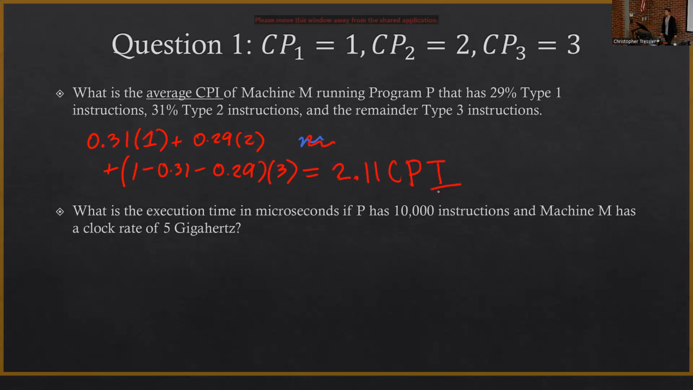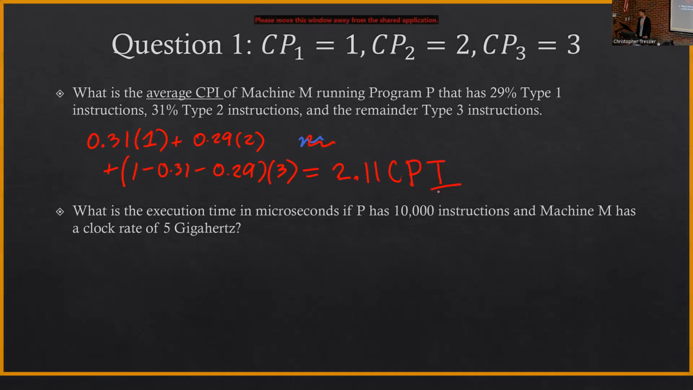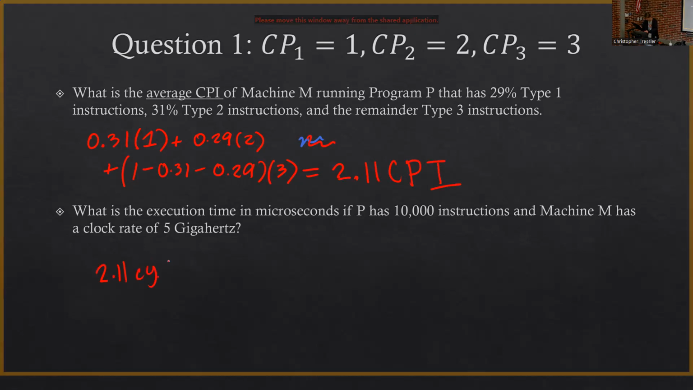So now we're going to calculate the execution time in microseconds, if we have 10,000 instructions and machine M has a clock rate of 5 gigahertz. First of all, for this we have 2.11, and that is 2.11 cycles per instruction, right?